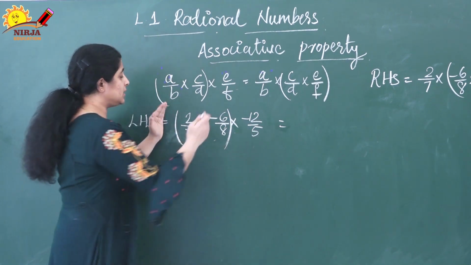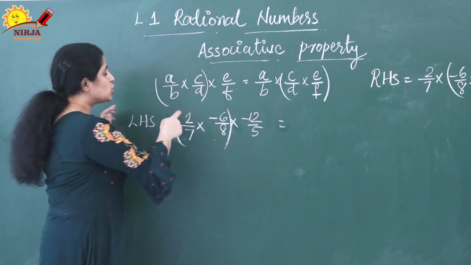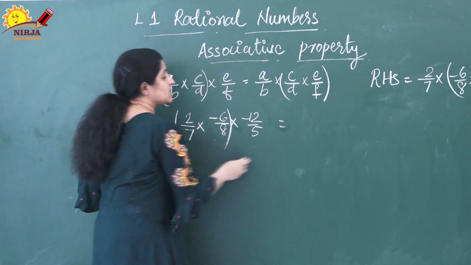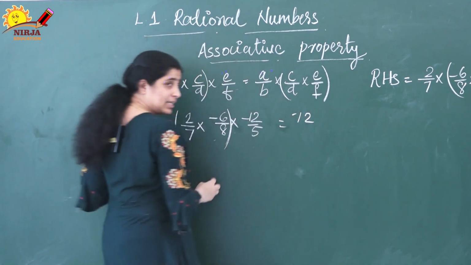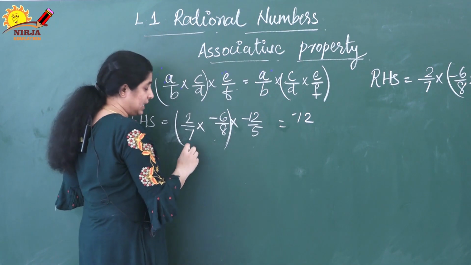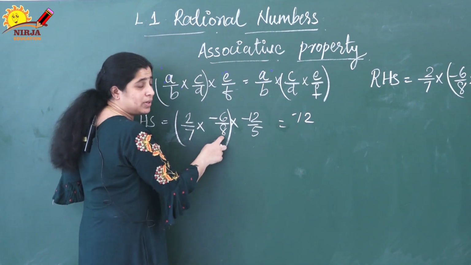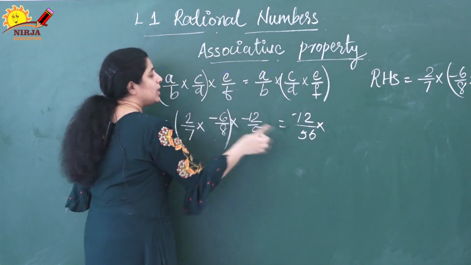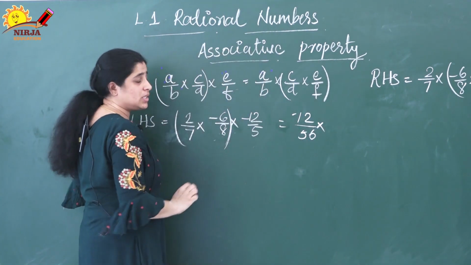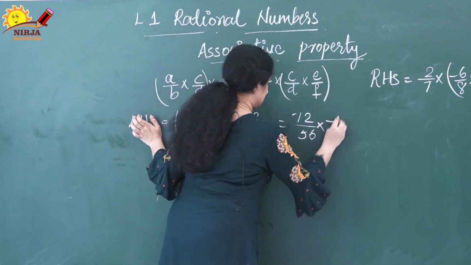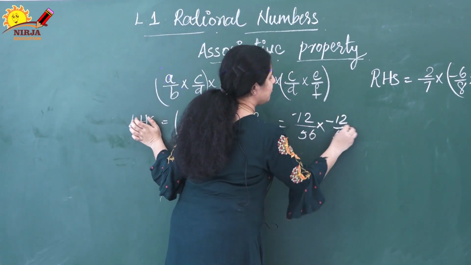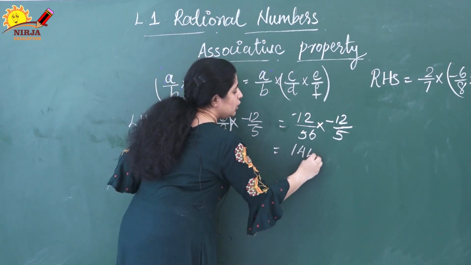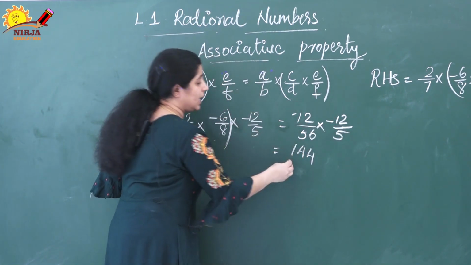First I am going to multiply these two numbers. So first you have to multiply the numerator with the numerator. 2 sixes are 12, negative sign is there, so I am going to keep the negative sign here. Now multiply the denominators, 7 eights are 56. Now multiply this number with the third number, that is minus 12 by 5. 12 twelves are 144, minus minus you will get plus.